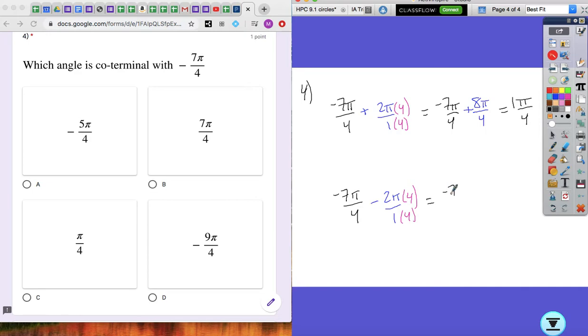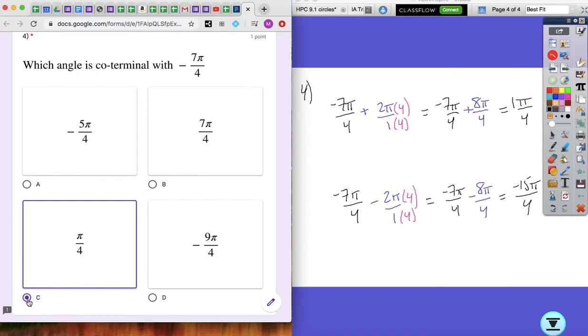And down here, negative 7 pi over 4 minus 8 pi over 4. And that will give me negative 15 pi over 4. So looking at our options here, it looks like pi over 4 is the one. That's the same thing as 1 pi over 4.